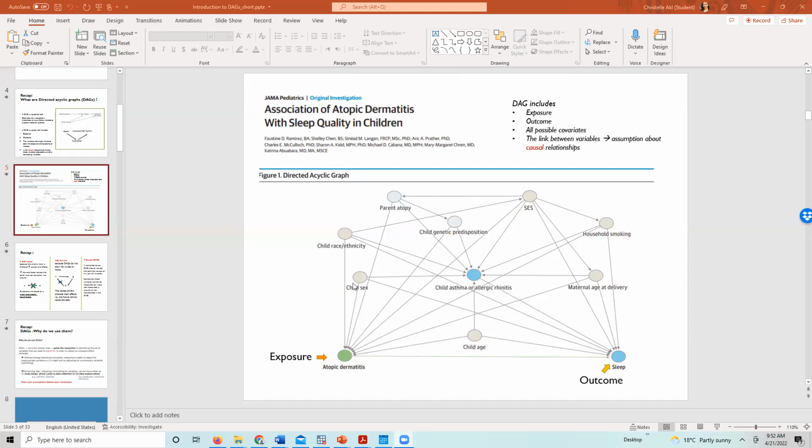They used DAGs. Their figure 1 was the DAG, and this is how they justify their model and the variables that they included in their model. So I'm also going to put this article on Moodle. In case you want to follow the DAG approach, you can look at this article, how they did it, and how they justified and explained it.